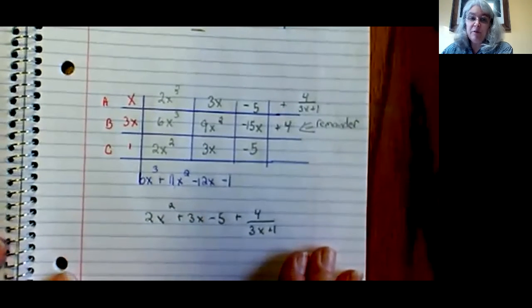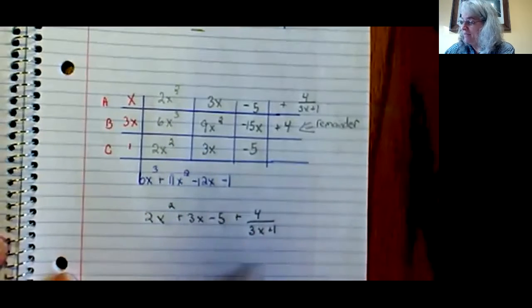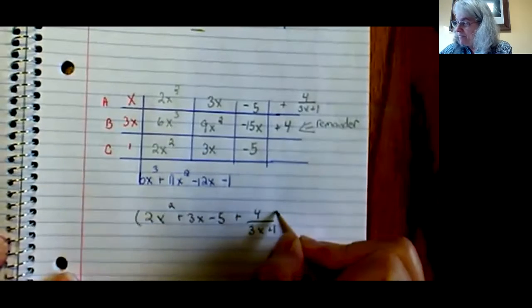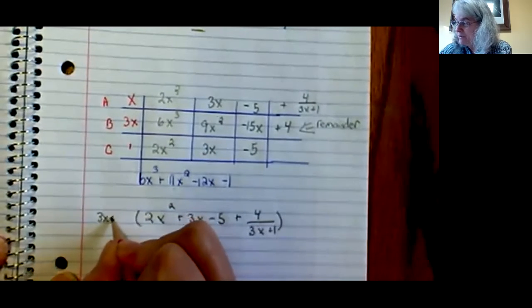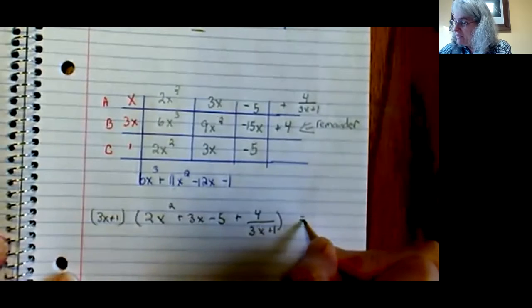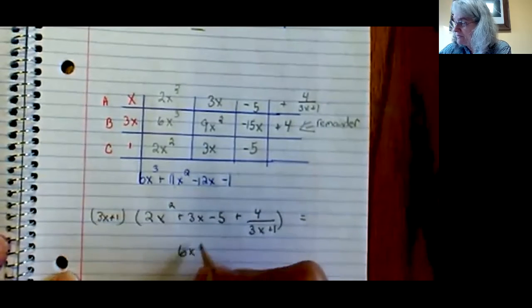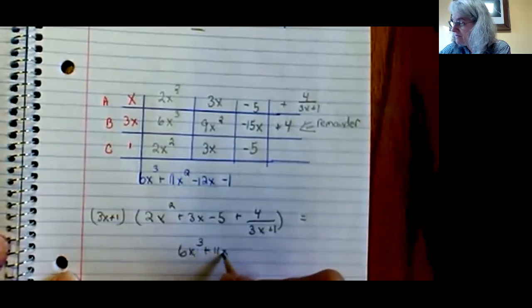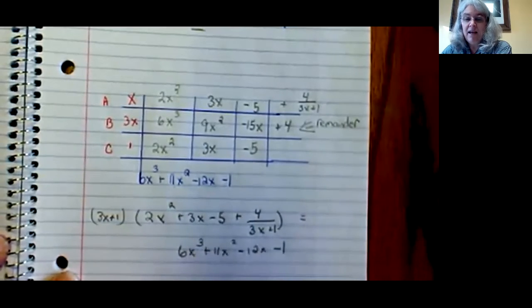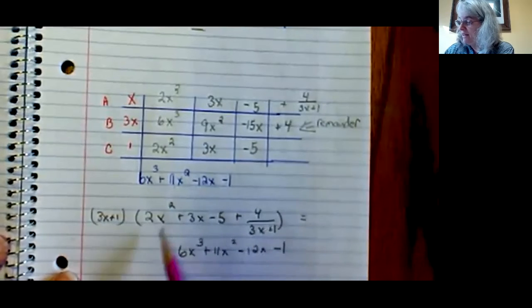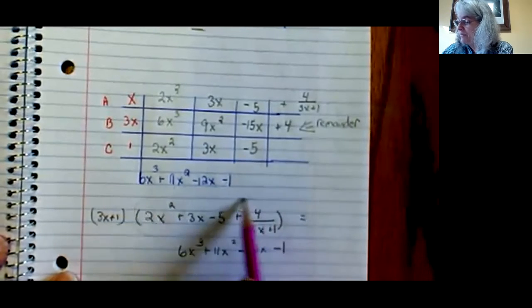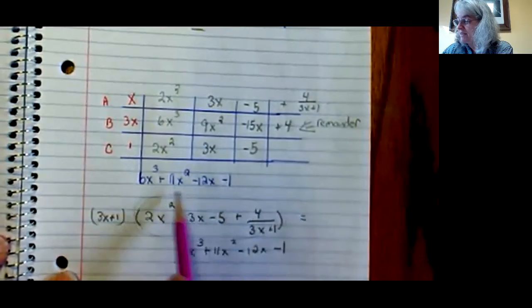And if you took the time and you're patient enough and you actually multiplied this by 3x plus 1, you would get this equation. You would get that polynomial. That would equal it. And that's how you find a remainder. And that's how you're going to write it out. But this is the answer, by the way. Not this times this. This is the answer.